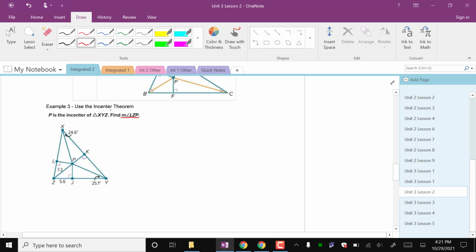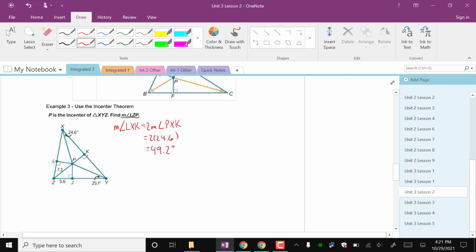So the measure of angle LXK equals 2 times the measure of angle PXK. So that's going to be 2 times 24.6. That's going to give me 49.2 degrees.